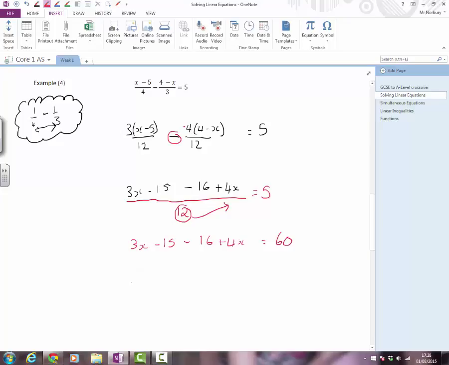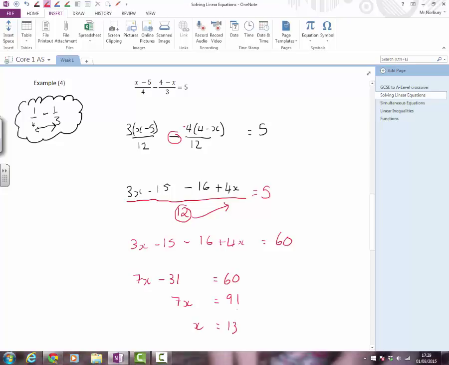And what does this become then? Well, you've got 3x, you've got 4x, that's 7x. Minus 15 minus 16 is minus 31, equals 60. Take 31 over to the other side, or add 31 to both sides, and you get 91 is equal to 7x. And how many 91 go into 7, does 7 go into 91? Yes, it does. It goes in 13 times.